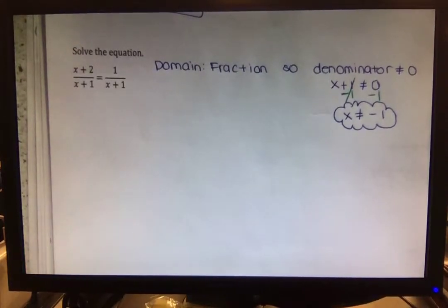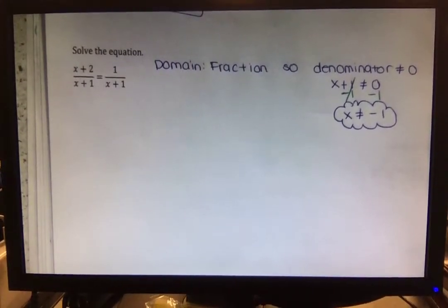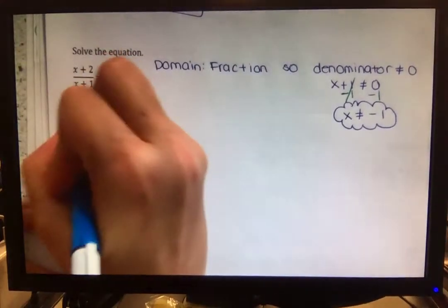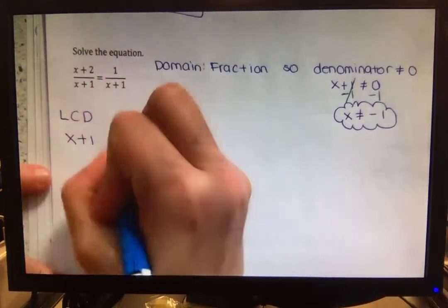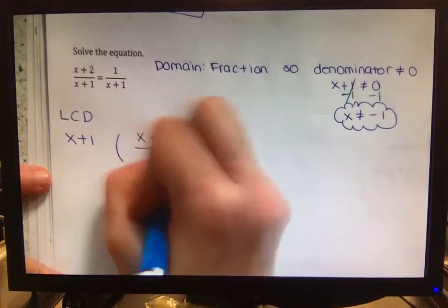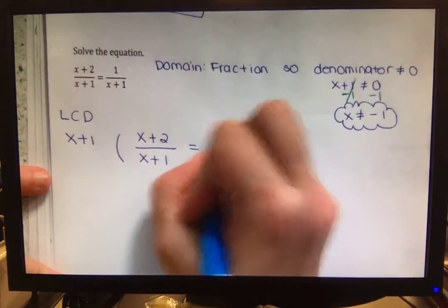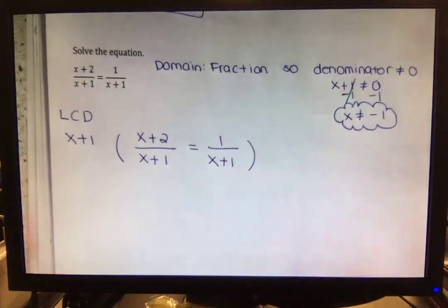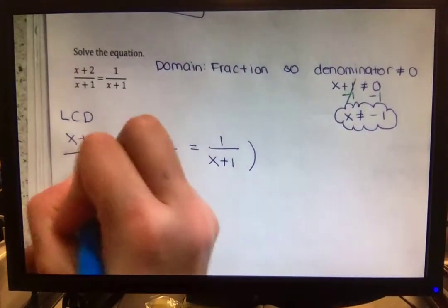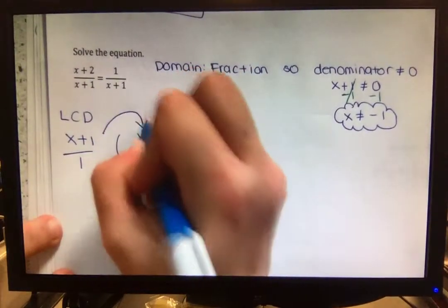So if we have x plus 2 over x plus 1 equals 1 over x plus 1, again, we want to get rid of the fractions. We do so by multiplying by the LCD. What should our LCD be? X plus 1, good. So we're going to multiply everything by x plus 1. We're going to multiply both terms by x plus 1. Remember, our LCD is x plus 1 over 1, so we are going to distribute that to both terms.